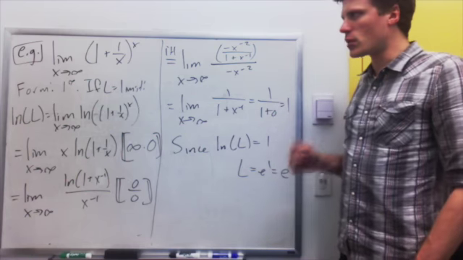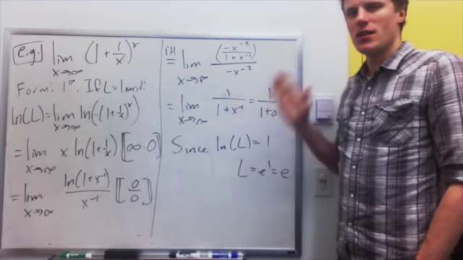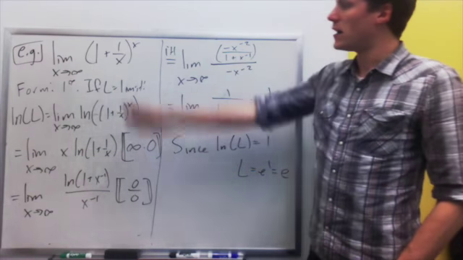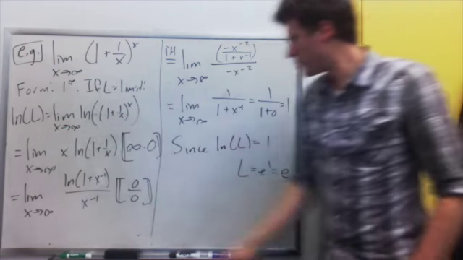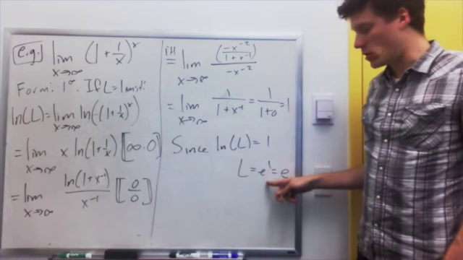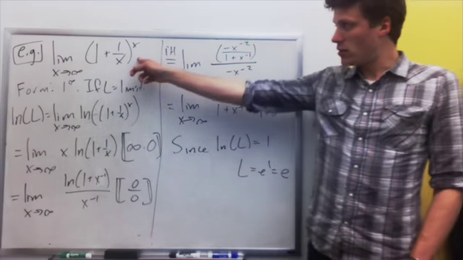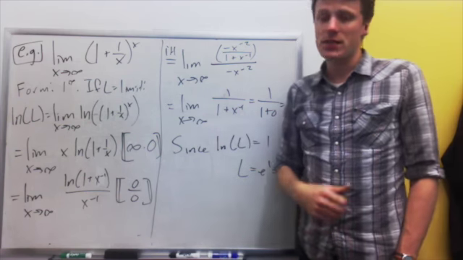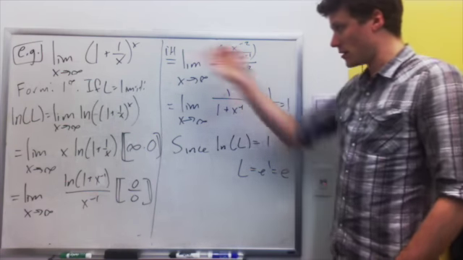Now I'm not done when I do one of these exponential types. What I evaluated was not the limit L, I evaluated the log of the limit L. So since the natural log of L is 1, L is e to the 1, or just e. So the limit of this expression is e. In fact, this is one of the definitions of the number e. This thing.